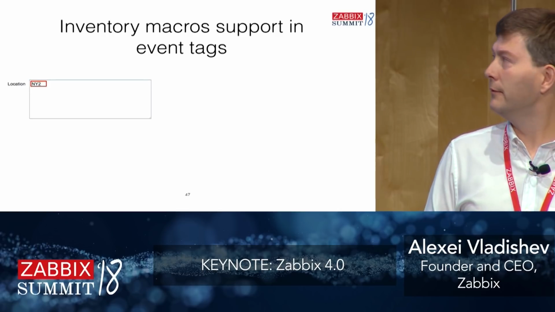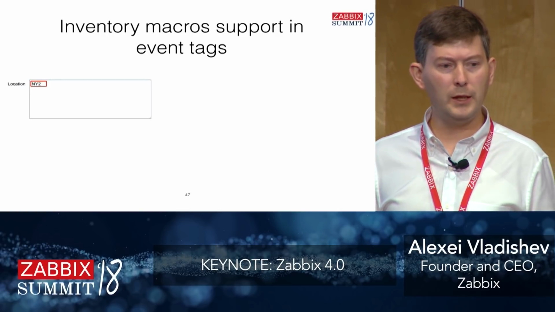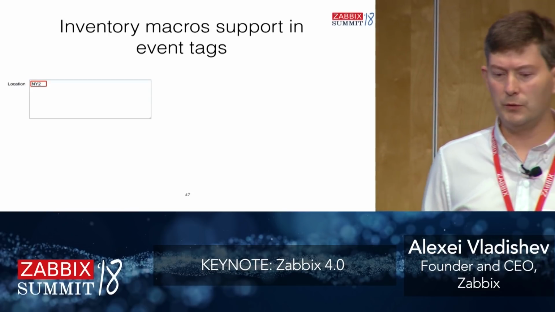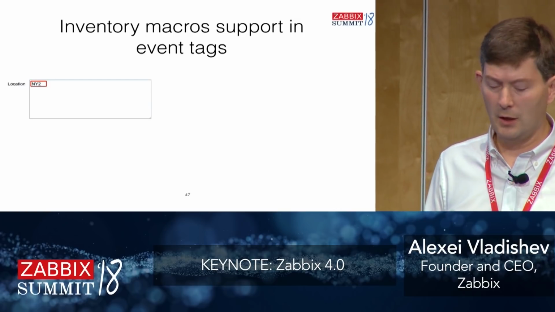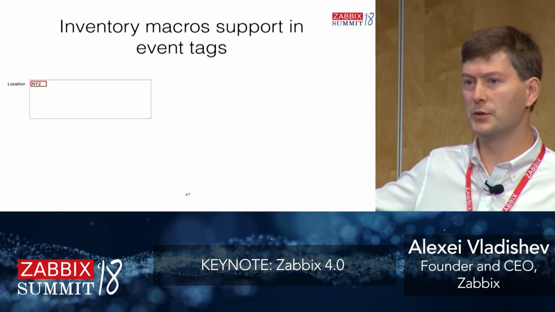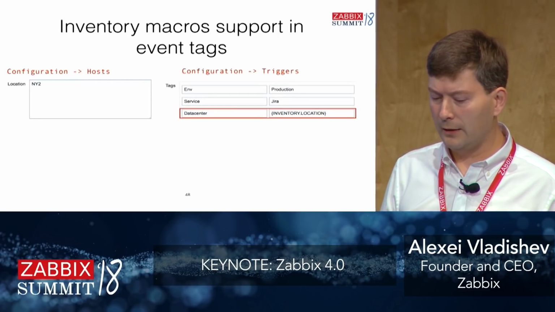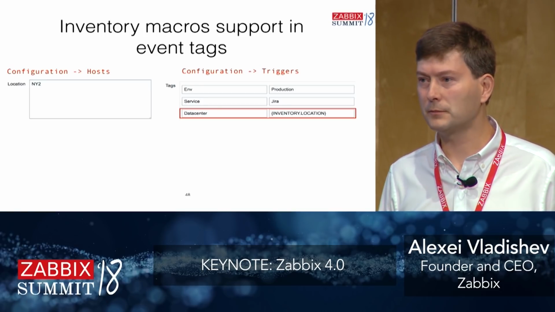Inventory macro support in event tags. Also a very nice improvement. What it allows us is to use inventory information in problem tags or event tags. So for example, in host inventory, I have a location, which is New York 2. And then in the configuration of triggers, I use tags.